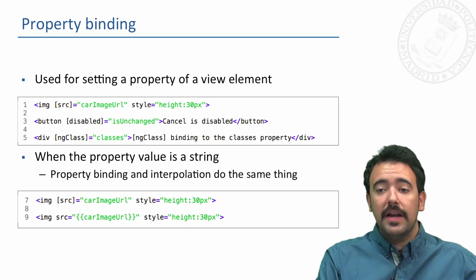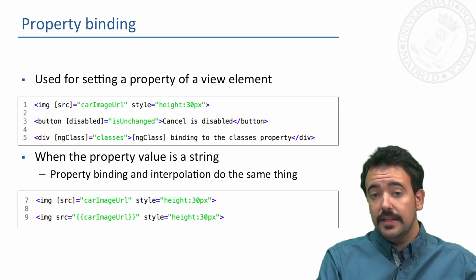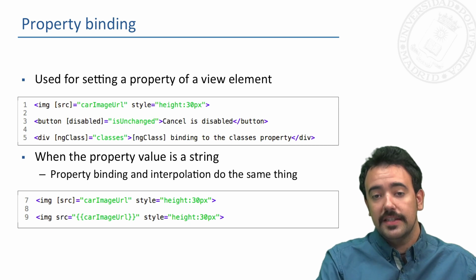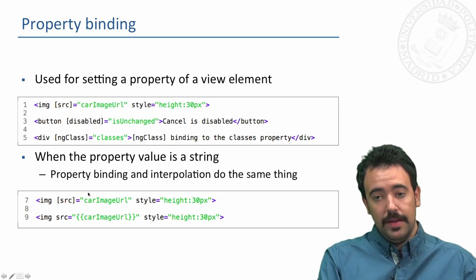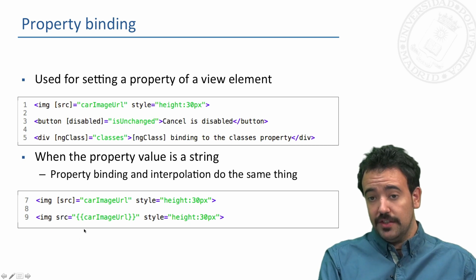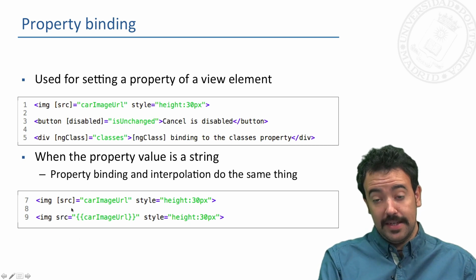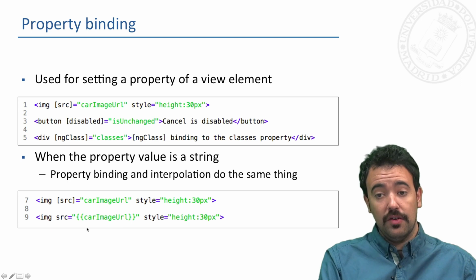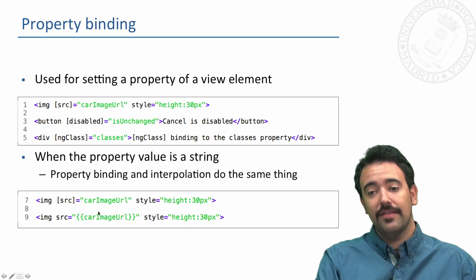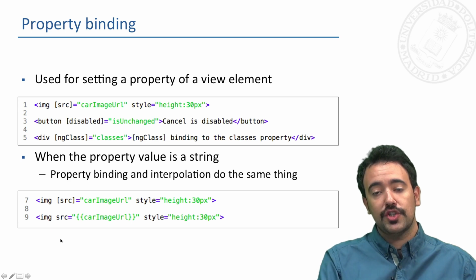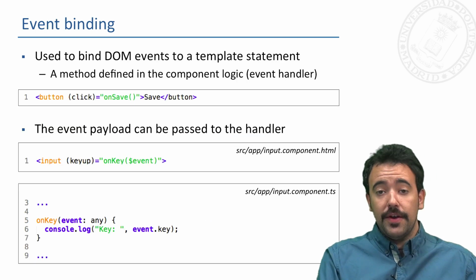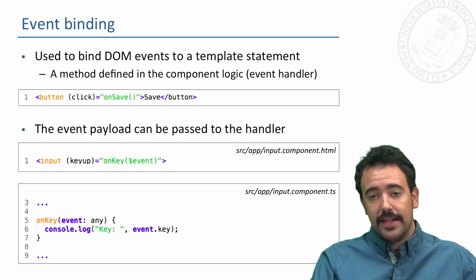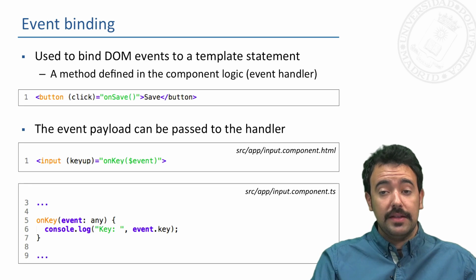When the property value is a string, this is totally equivalent to the interpolation we have seen before. So these two expressions are totally equivalent. We can use property binding or interpolation for assigning the value of this property to the source property of this image tag.